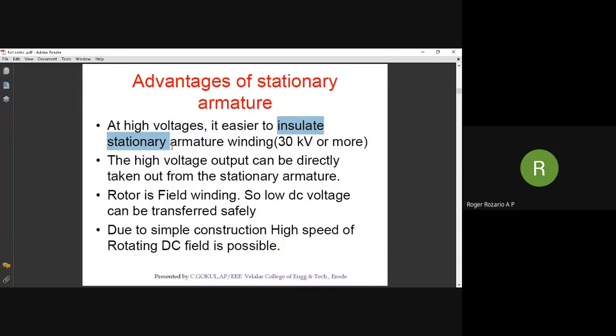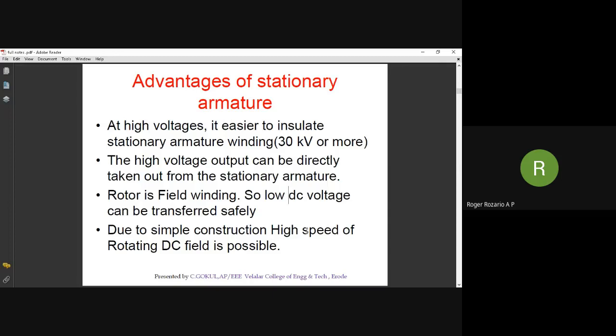The second point, the high voltage output we are going to tap out from the armature. If the armature is rotating, it will be very difficult for us to tap out the high voltage. So that is why we are keeping the armature stationary and tapping out the voltage from the armature. The rotor is a field winding. Low voltage DC winding, DC voltage can be transferred safely. So we are applying a DC excitation to the rotor, which is of low voltage. That can be transferred safely, even if the rotor is rotating. But if your stator is rotating or your armature is rotating, you will not be able to tap out the high voltage, and you will not be able to insulate the armature windings properly.